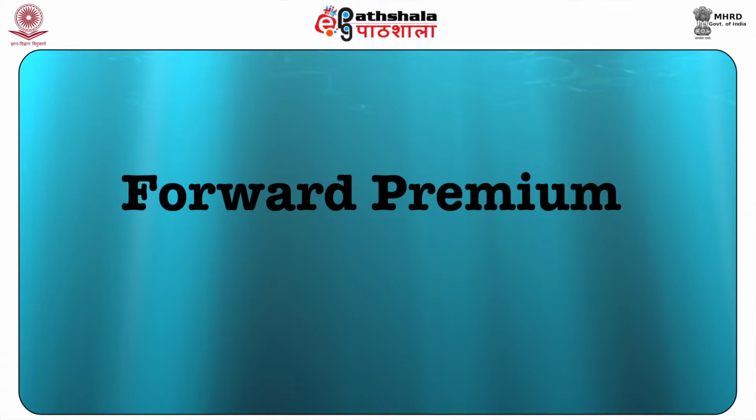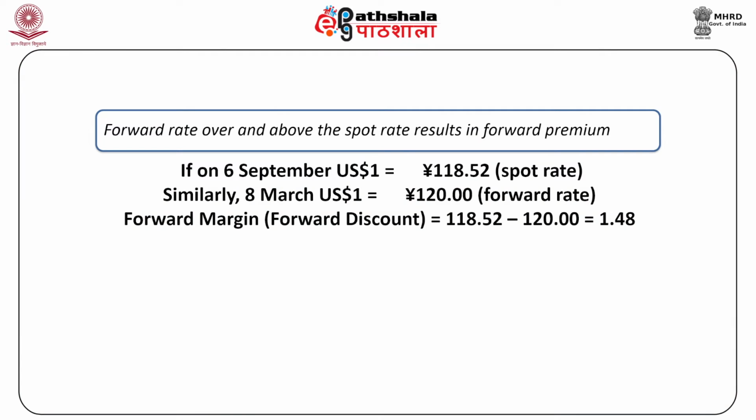Forward premium. Forward rate over and above the spot rate results in forward premium. Suppose on 6 September US $1 is equal to 118.52 yen, that is the spot rate. Similarly, on 8th March US $1 is equal to 120 yen, that is the forward rate. Then forward margin, that is the forward premium, is equal to 120 minus 118.52, which is equal to 1.48.